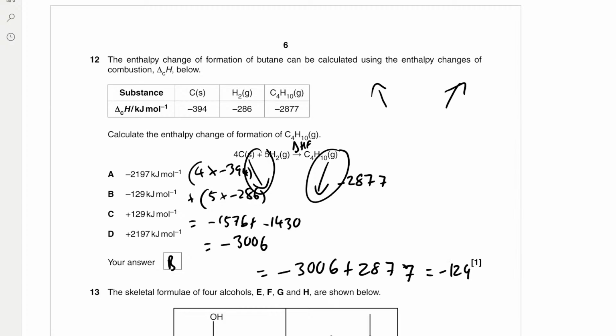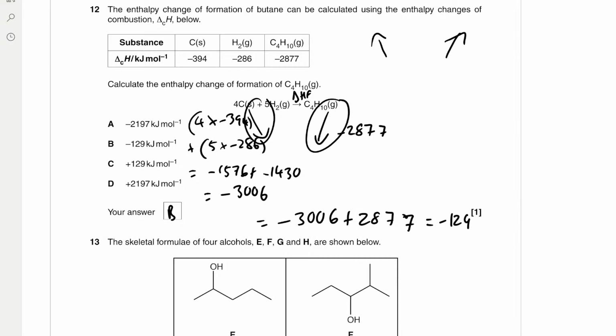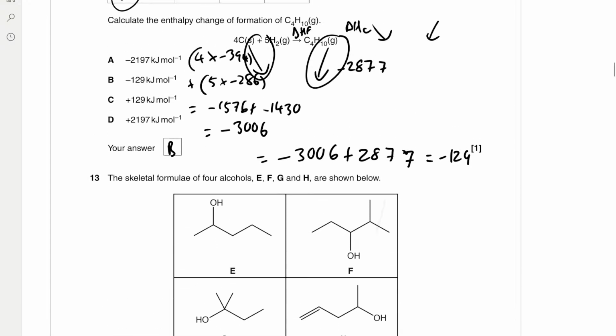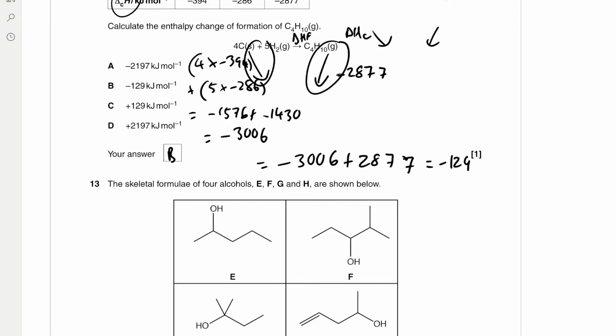So that's answer B. When you're drawing your Hess cycles, the main thing to remember is if you're given combustion values in the table, then downward arrows. If you're given formation values, then upward arrows. And I didn't really explain properly, but this is negative. We need to make it positive because we're going against this arrow.